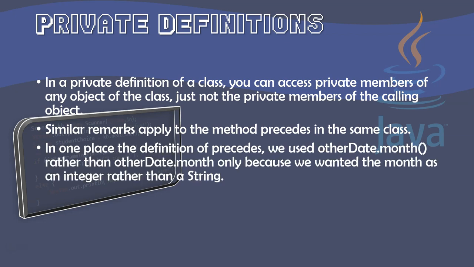Now, in one place of the definition of that method, we, of course, use otherDate.month() rather than otherDate.month with no parentheses, only because we want the month as an integer rather than as a string. So if you take a look at the Date5Try class and we look at precedes, you'll take notice of that. And again, it's because we're looking for a specific value to be able to use.